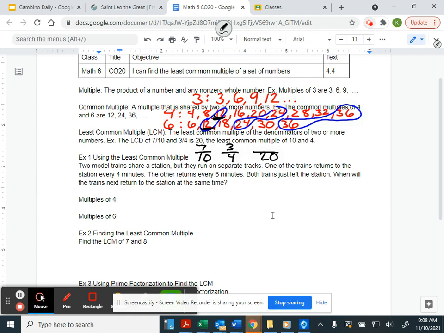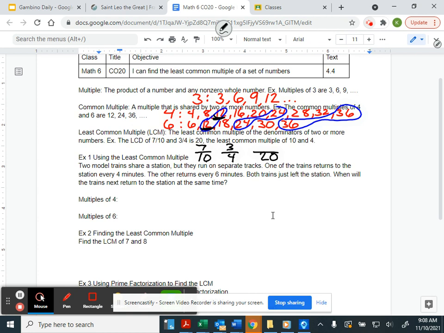40 is a common multiple, 10 times 4. You multiply them together, you get a common multiple. But we would have to divide it down to simplify it at the end. If you start with the least common multiple, you won't have to simplify as much at the end. So using the least common multiple, I kind of jumped ahead a little bit.